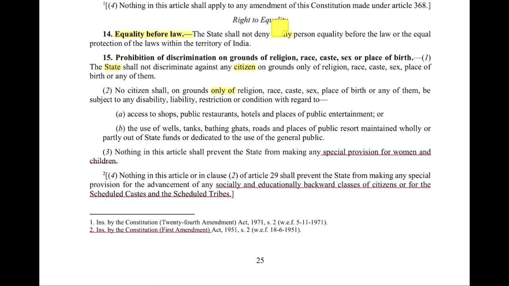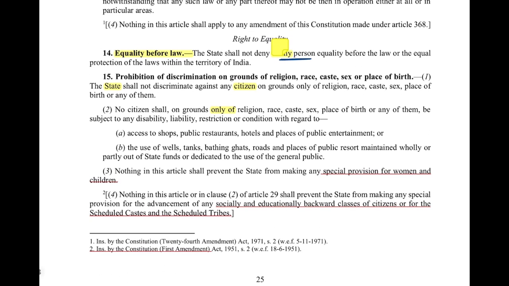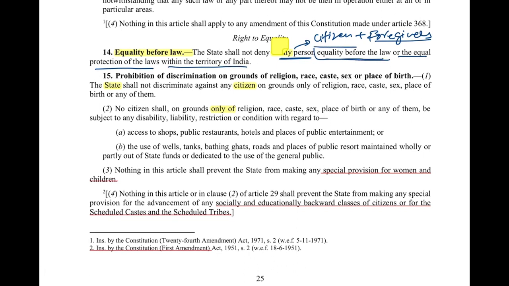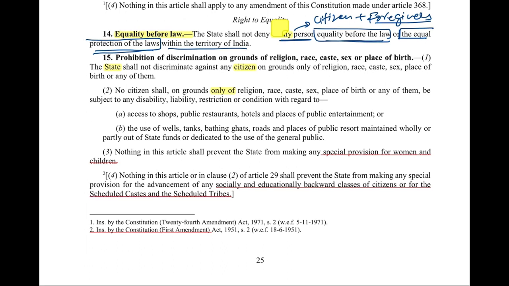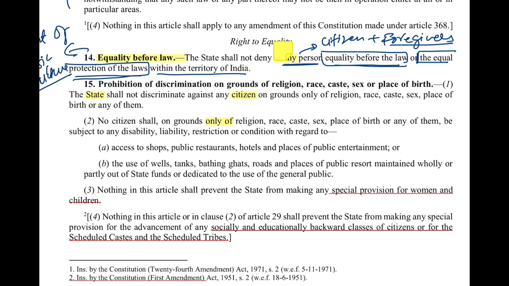Look, the state shall not deny any person. Any person, it is saying, means it is available to citizens plus foreigners. Equality before law or the equal protection of laws within the territory of India. These are the two things. Equality before law is one thing, and equal protection of laws is another. These are two different things. Let us understand that. By the way, Article 14 forms part of the basic structure of the Constitution, given in the Indira Sawhney case.